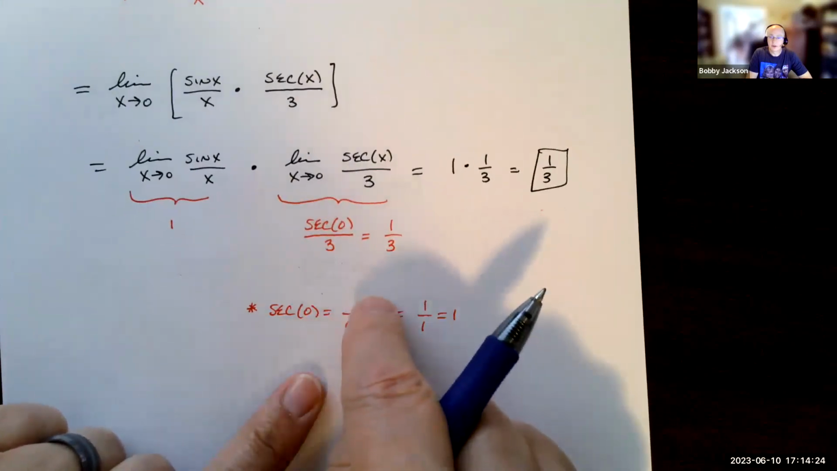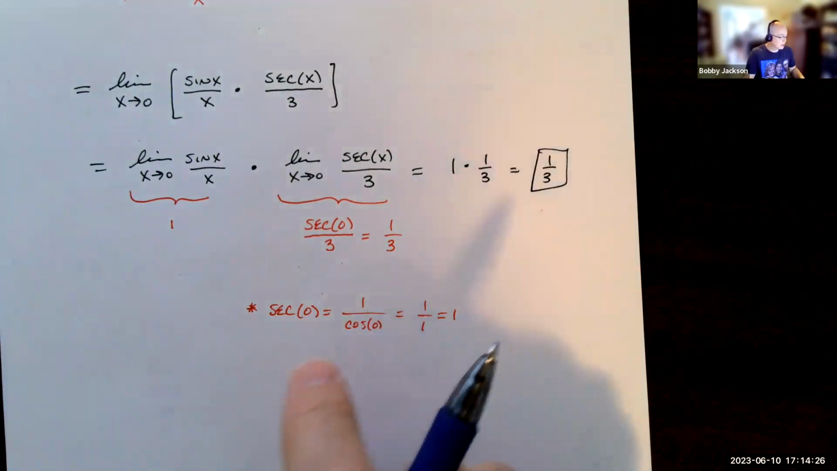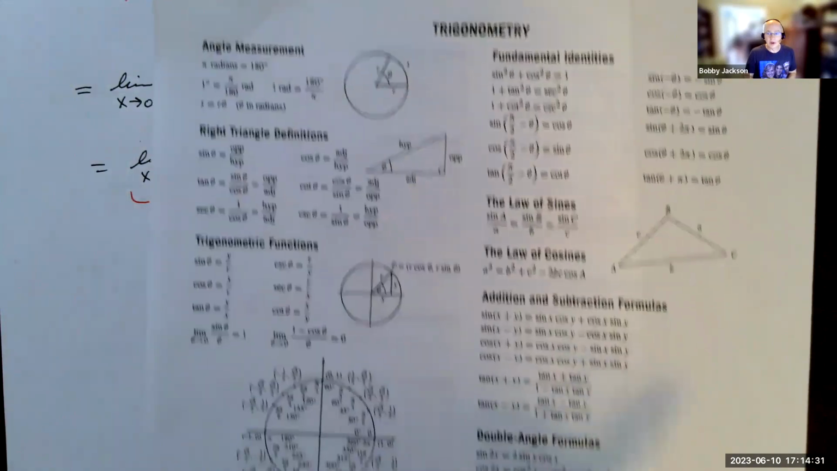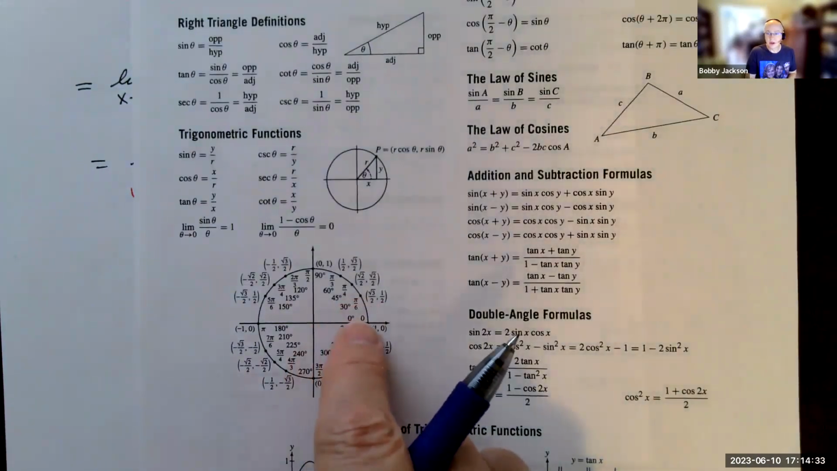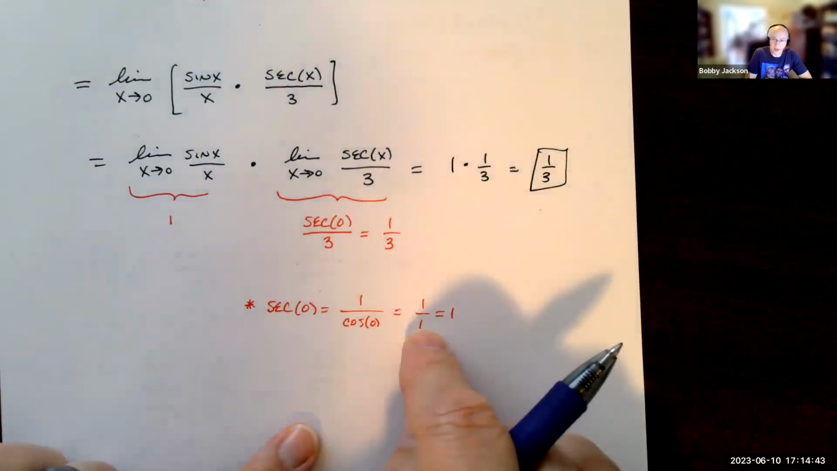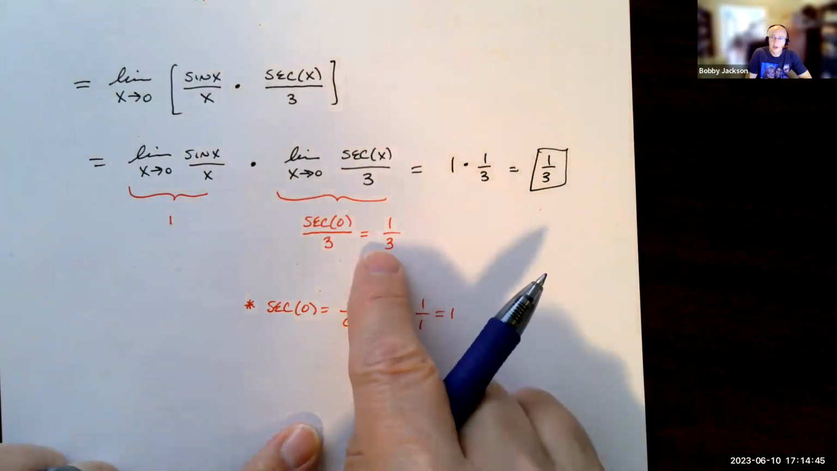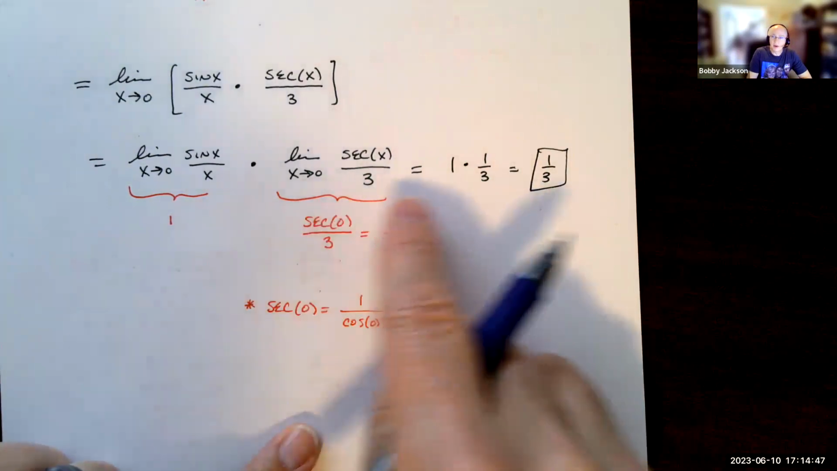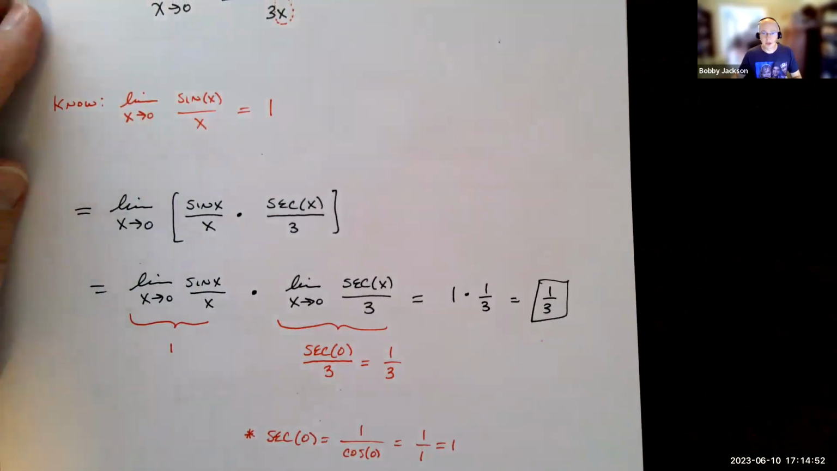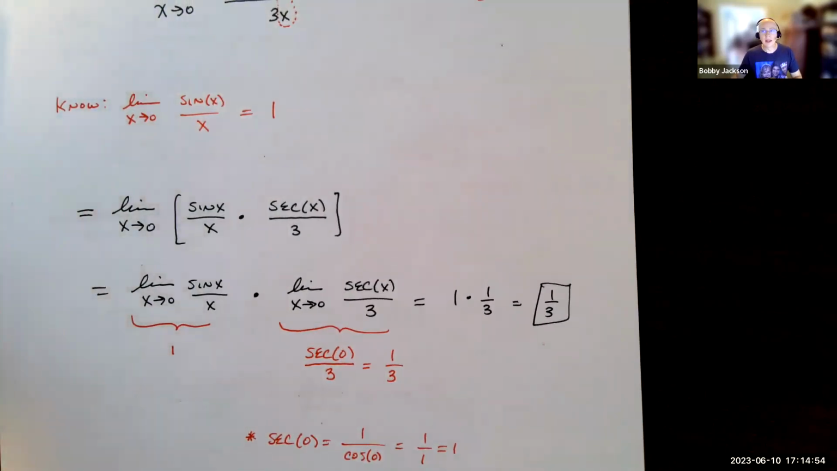Secant of 0 is the same as 1 divided by cosine of 0, right? That's that reciprocal identity we're making use of. And then we know that cosine of 0, cosine is the x coordinate of the point, so cosine of 0 is 1. And so that's how we're getting that secant of 0 is 1. At any rate, we get 1/3 here. So I get 1 times 1/3, which is 1/3. And that's a long drawn out explanation. Very simple though. And that is our limit. The limit is 1/3.